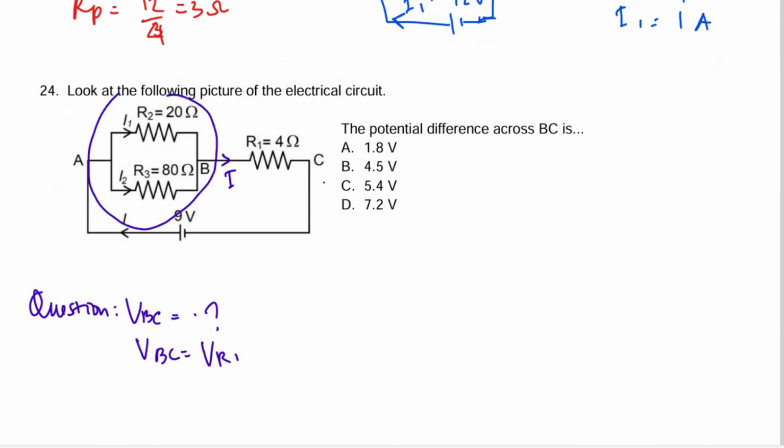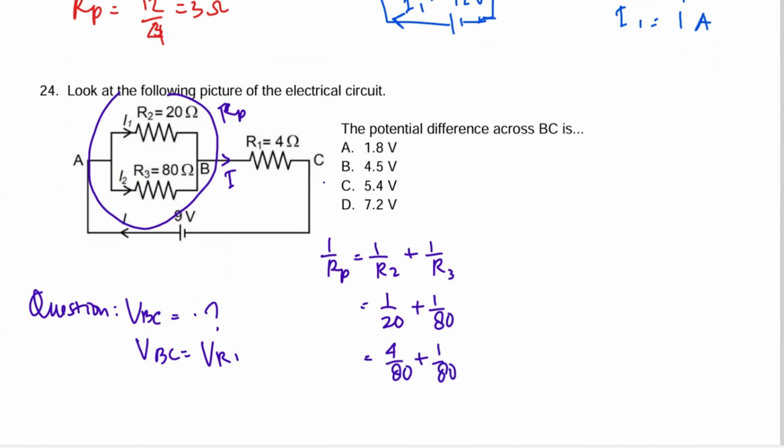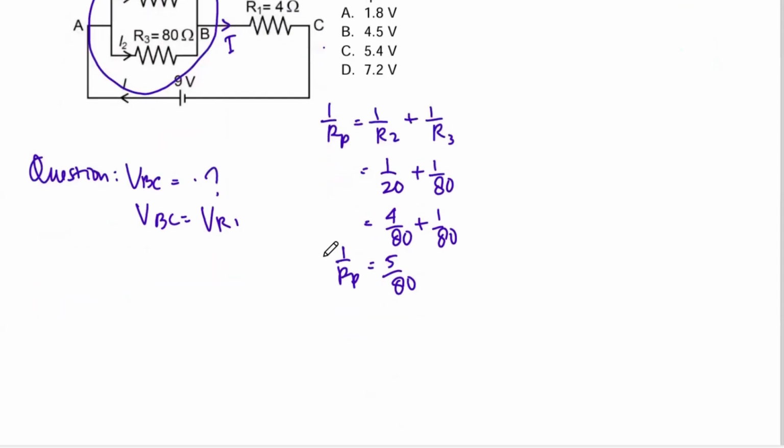These two are parallel, so we're going to get Rp. So 1 over Rp equals 1 over R2 plus 1 over R3. So it's 1 over 20 plus 1 over 80. This equals 4 over 80 plus 1 over 80. So 1 over Rp equals 5 over 80. So Rp equals 80 over 5, or Rp equals 16 ohm.